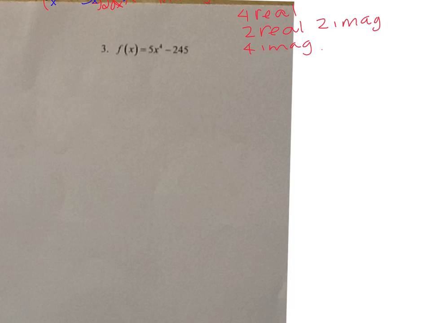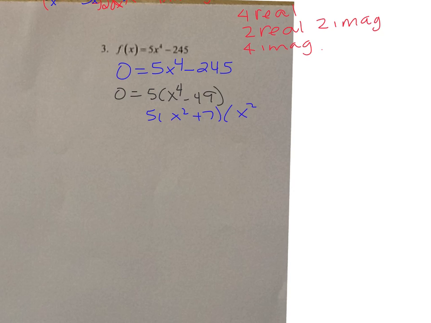So I notice I do have a GCF, and that GCF is 5. So I factor out the 5. So I have 5 times x to the 4th minus 49. And then this is the difference of 2 perfect squares, so I can factor that. So that's 5 times x squared plus 7, x squared minus 7. Remember, it still equals 0.